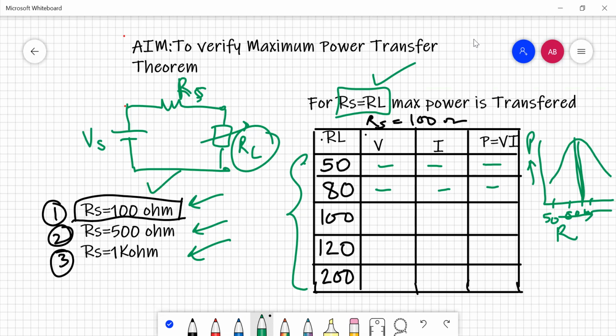So for verifying our maximum power transfer theorem, the software that I am going to use is Tinkercad. You all can very easily go on to the Tinkercad app and you can perform the various experiments. So let's start with the tinkering.